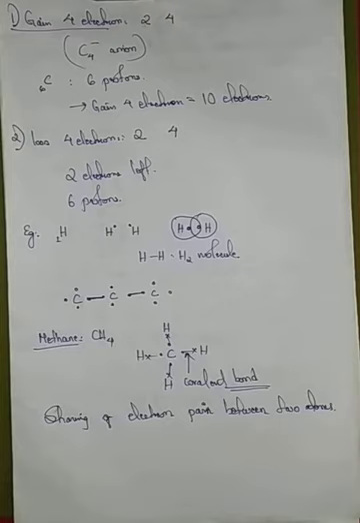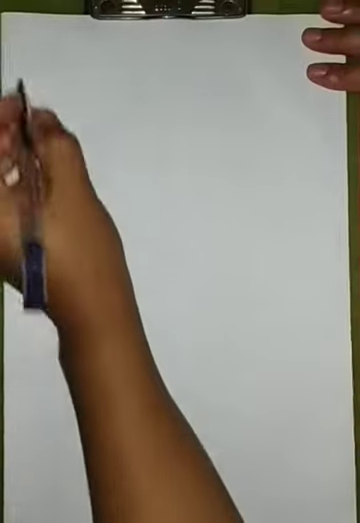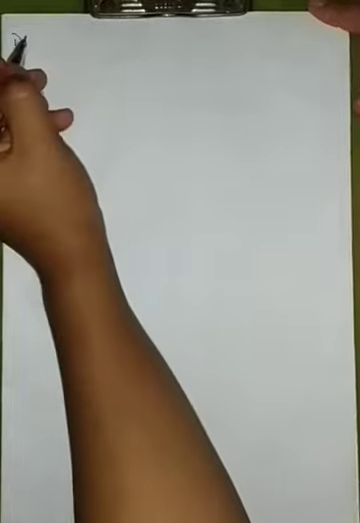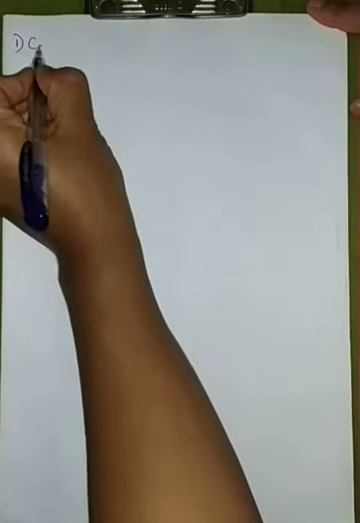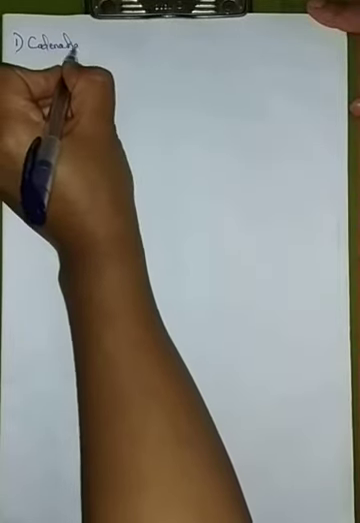Now we have a very important significance of the carbon atom, that is its versatile nature. When we study the versatile nature of the carbon atom, we will see that it has two properties. The first one is catenation. Catenation means the ability of the carbon atom to form bonds with other atoms of carbon, giving rise to large molecules. This property is known as catenation.